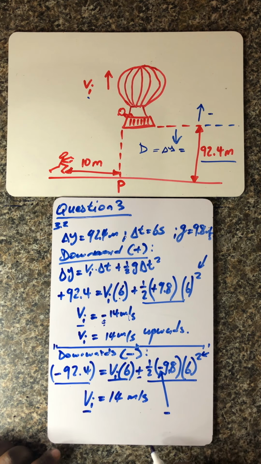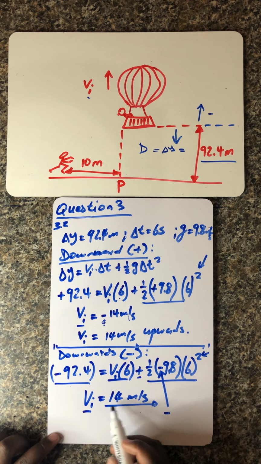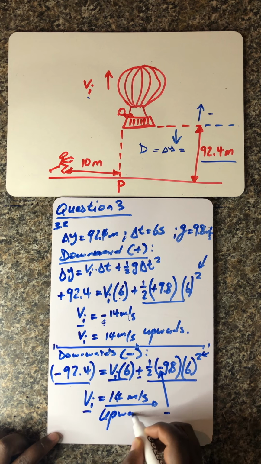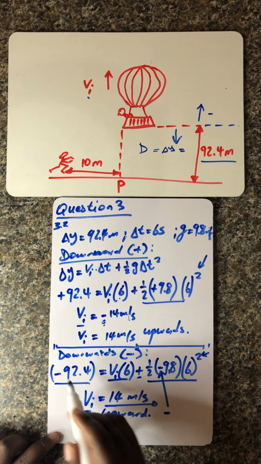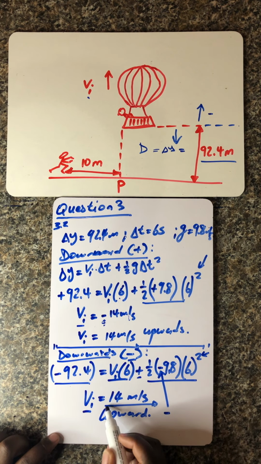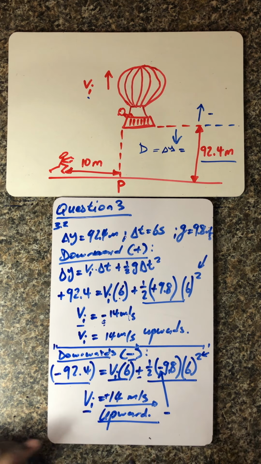Okay, so ladies and gentlemen, that means we have a positive answer for this question, which is 14 meters per second, then upwards. Okay, why upwards? Because we assumed downwards to be negative, and our final answer is positive answer. So that means the initial velocity is upwards.